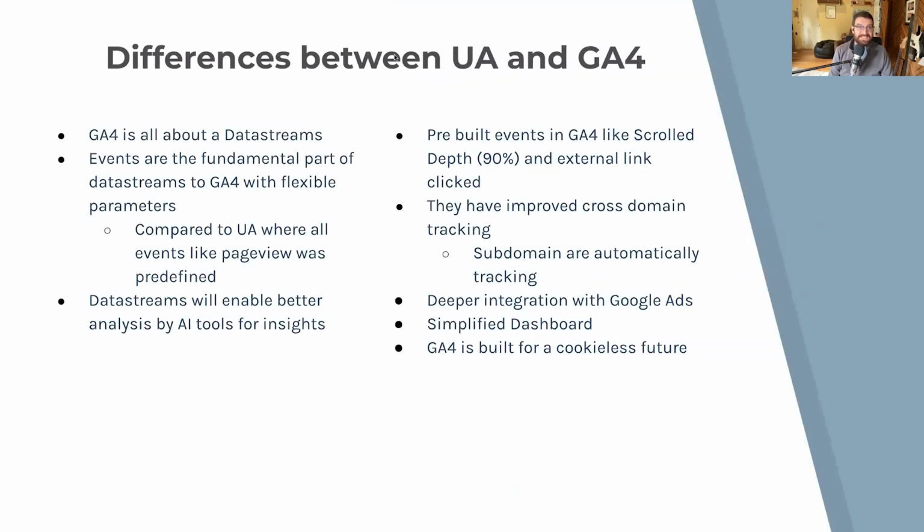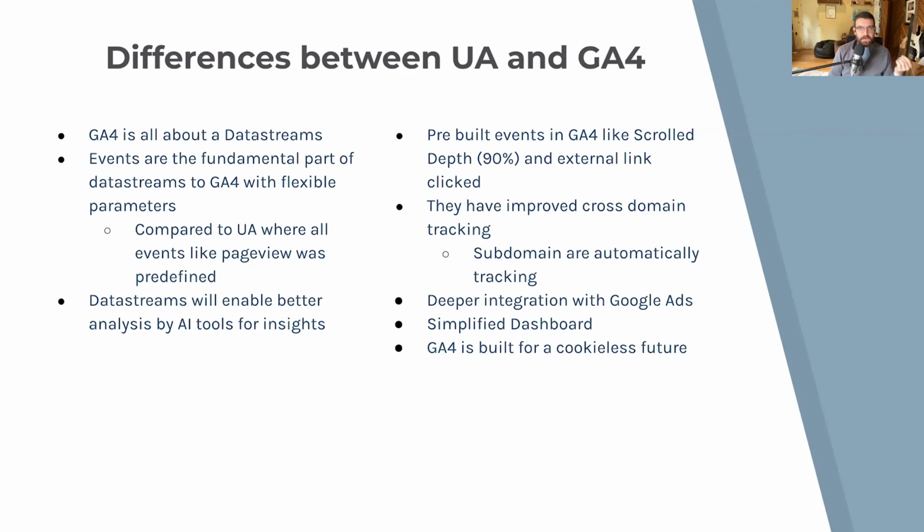So covering some of the differences between Universal Analytics and Google Analytics 4. The big thing about Google Analytics 4 is it's all about these data streams. What they are is just a stream of data, and the data is made up of events. Basically, Google has rebuilt it so it's all around events, whether they're page views, people scrolling all the way down, or a first time session, like the first time someone's coming to your website. That's also getting tracked as an event.